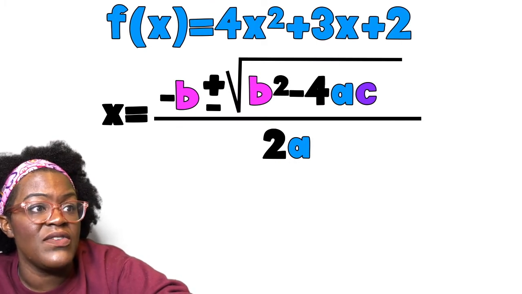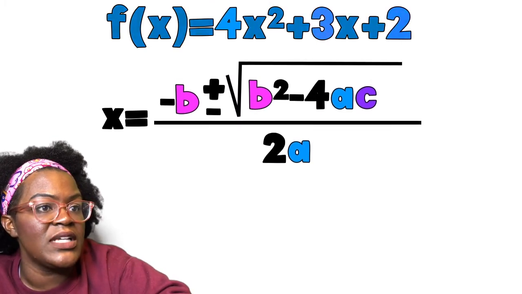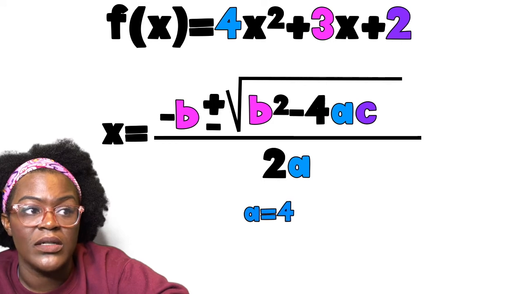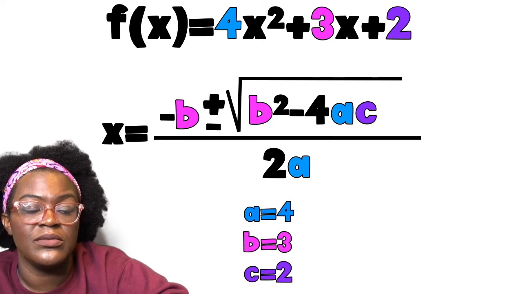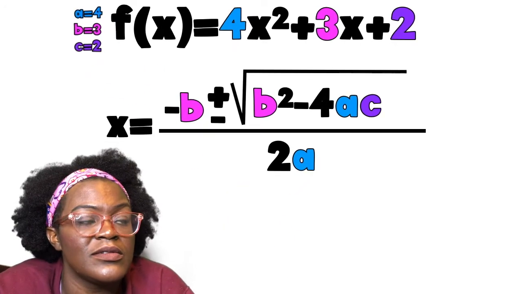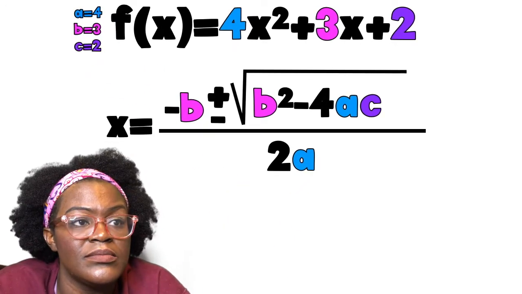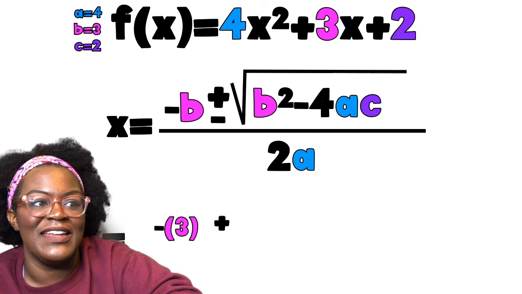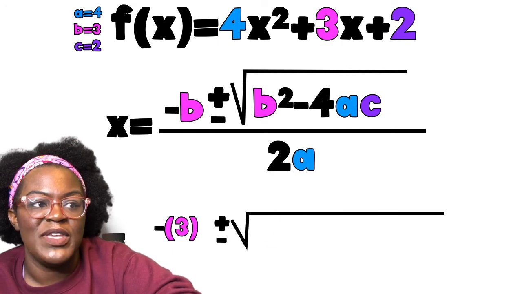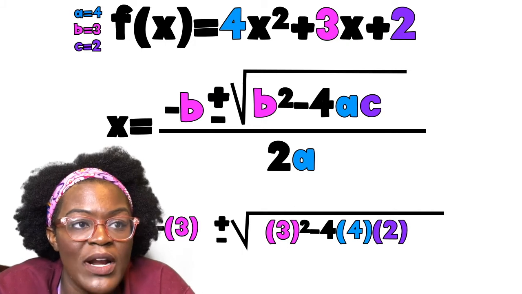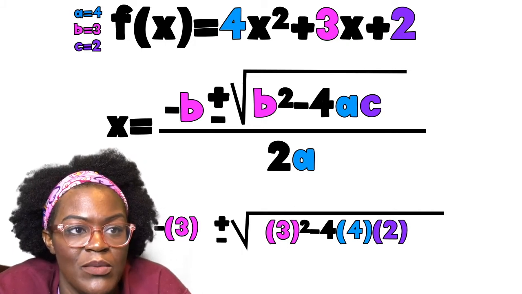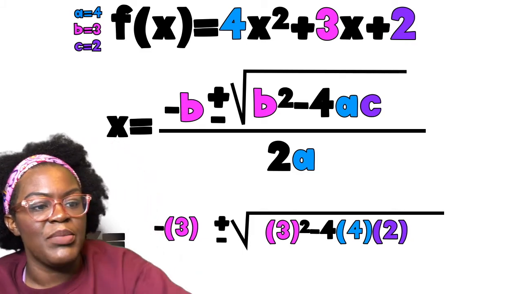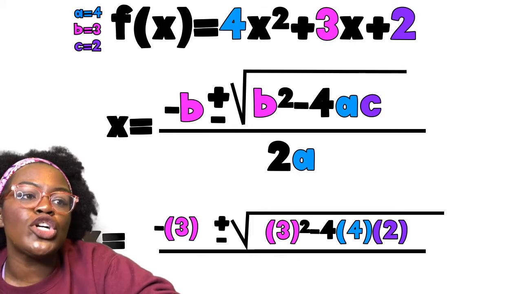Slide 15 of 29. Same thing, decide what A is, decide what B is, decide what C is. So A is going to be obviously 4, B is going to be 3, and C is going to be 2. So I got lost for a second. Okay, so negative 3 plus or minus the square root of b squared, which is 3 squared, minus 4. That 4 is from the formula. The black 4 is from the formula. The blue 4 is from the problem. Pay attention. And then you're going to do the 2. The purple 2, that's my c value. All over 2 times 4.